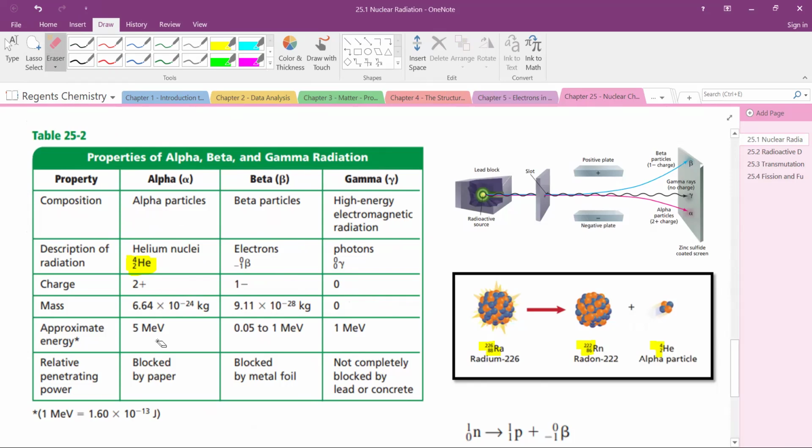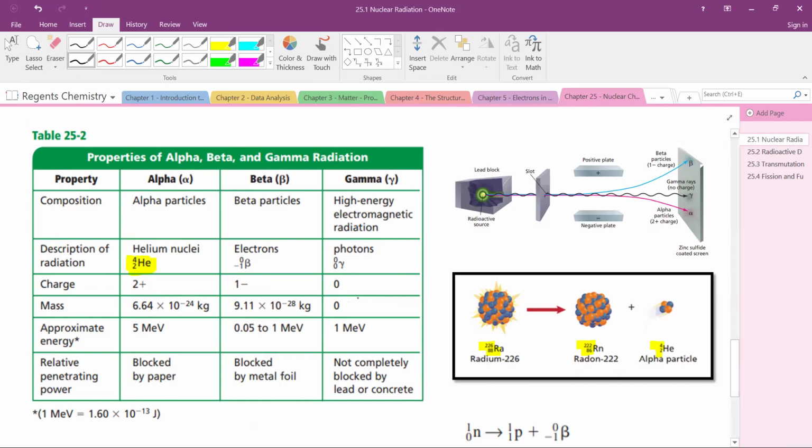Approximate energy is 5 mega electron volts, which is actually very weak. This can, in fact, be blocked by paper. So it's very weak, very little penetrative power. Your skin is another good blocker for this. Unlike the beta particle. Beta particle is actually another word for an electron.